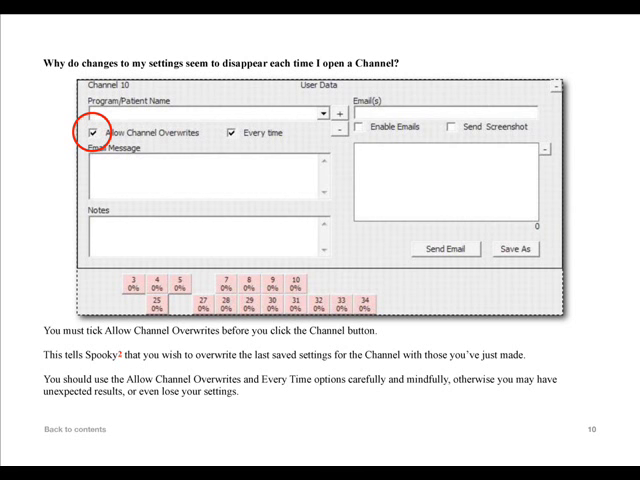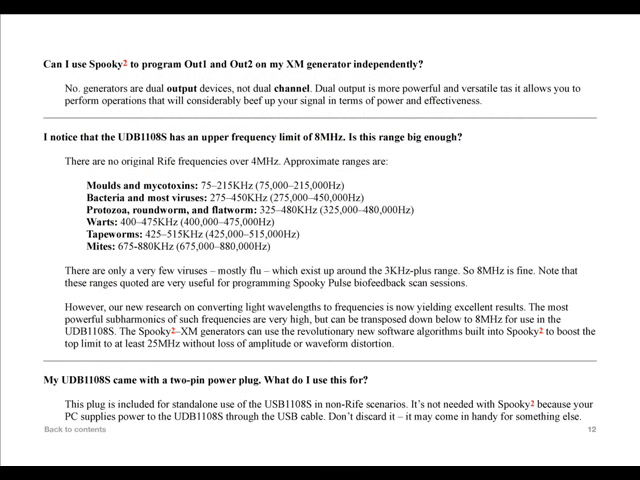This tells Spooky2 that you wish to overwrite the last saved settings for the channel with those you've just made. You should use the allow channel overwrites and every time options carefully and mindfully, otherwise you may have unexpected results, or even lose your settings.